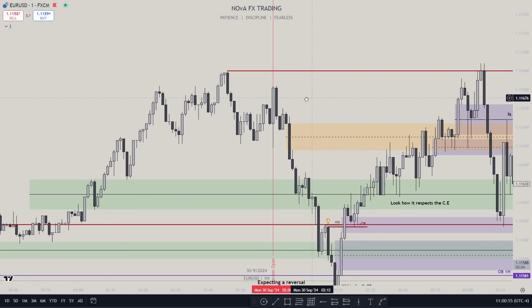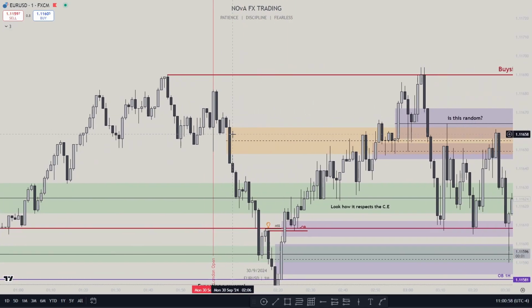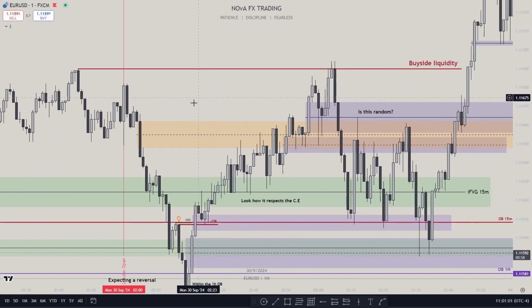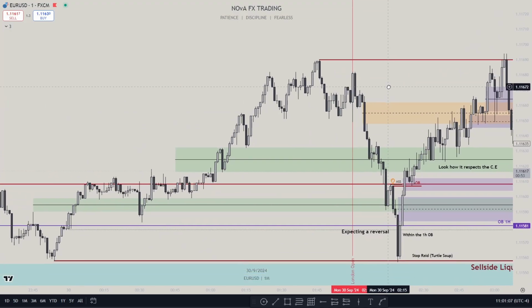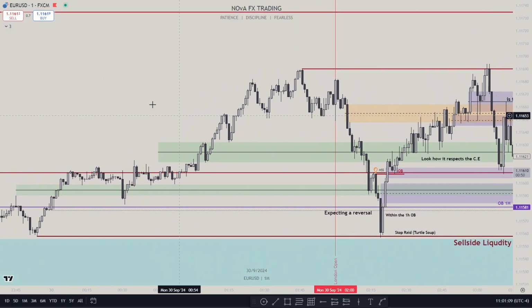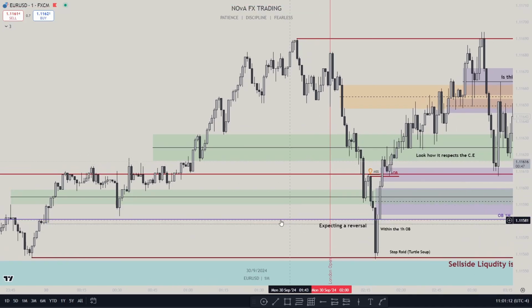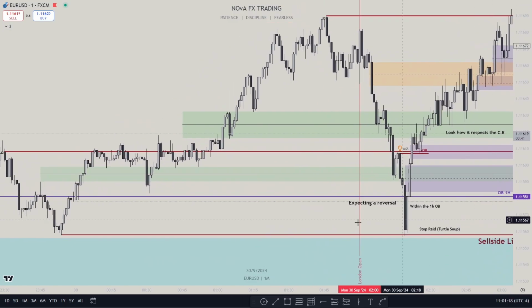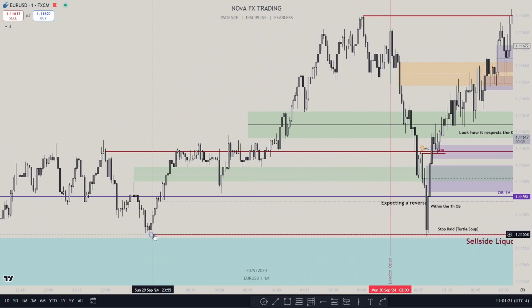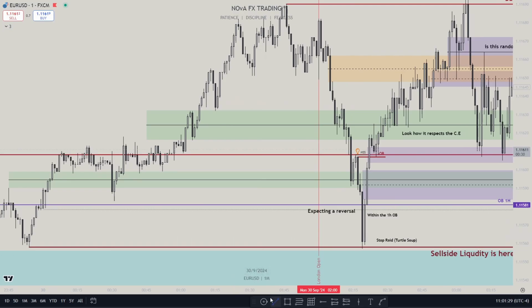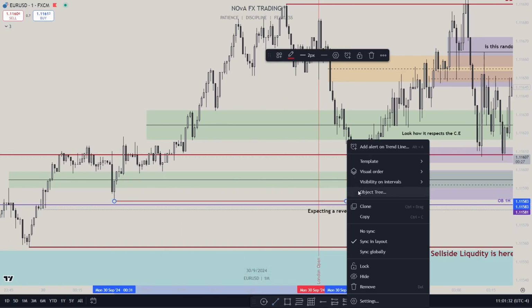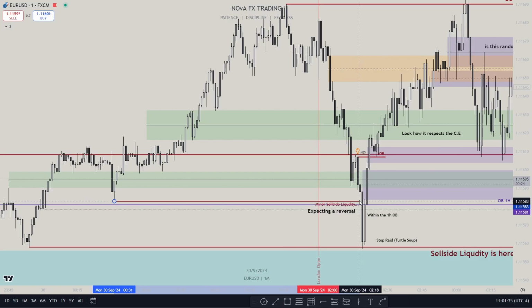And while going down, it made a bearish fair value gap. We're going to mark it and extend it. So what are we really expecting here? We can see that the price is really close to this blue line, which is the 1 hour order block. And there is also a sell side liquidity over there, and this one, which is a minor sell side liquidity.